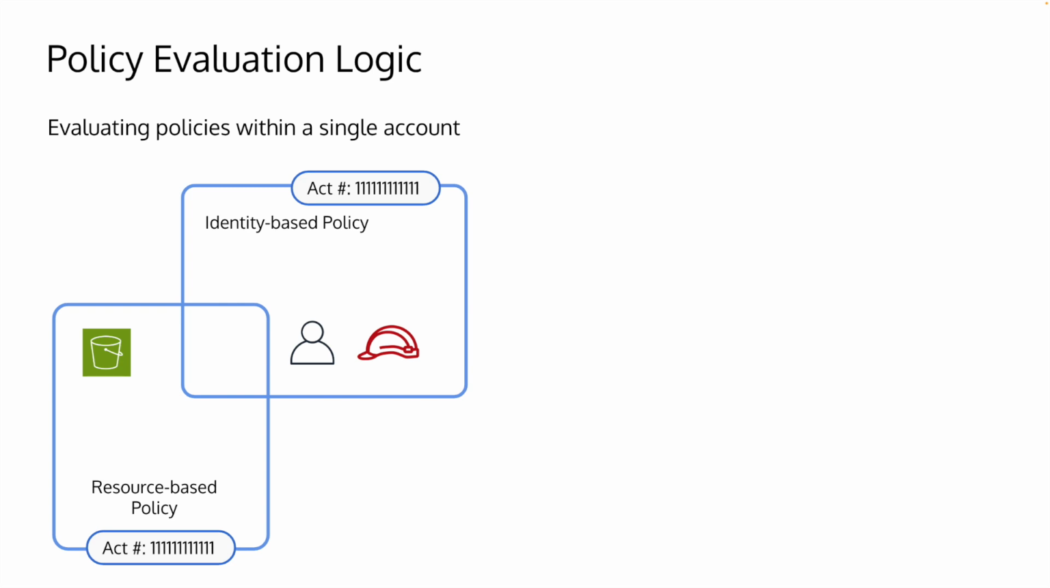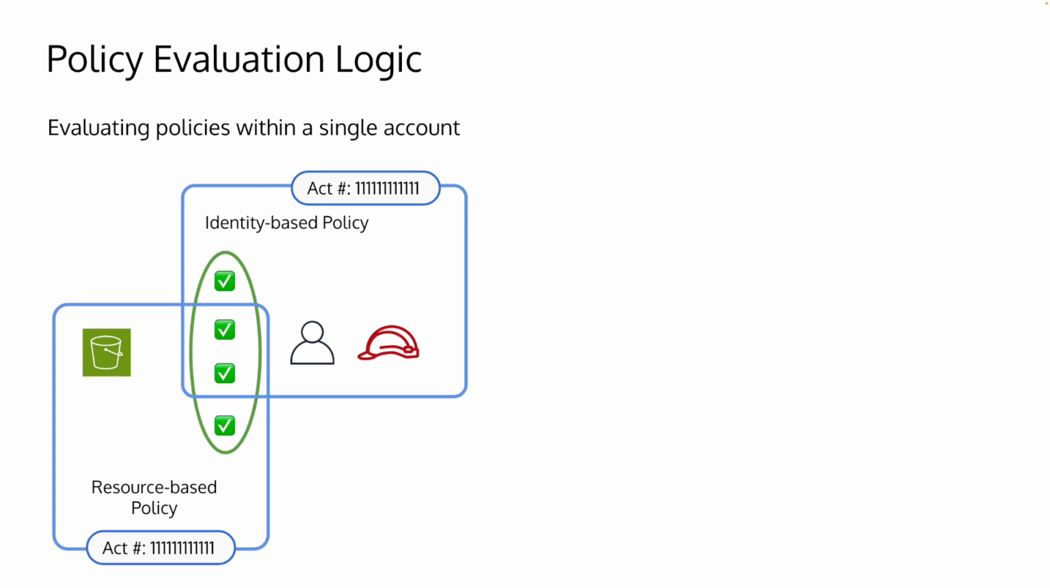First, we'll look at evaluating an identity-based policy against a resource-based policy in the same account. In this example, let's say we have a role or user granting some actions on an S3 bucket, and an S3 bucket policy granting certain S3 actions to the user or role. What actions are you able to perform? Well, since both the identity and resource are in the same account, you're able to perform all actions.